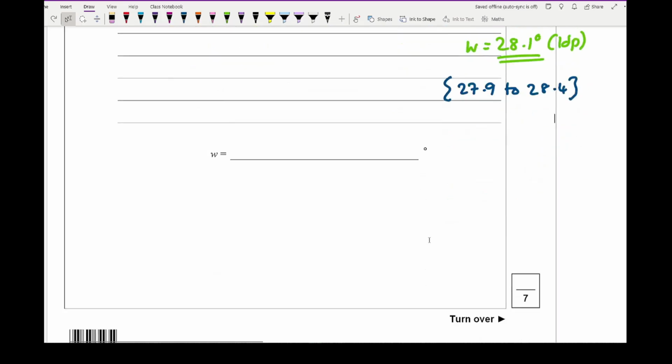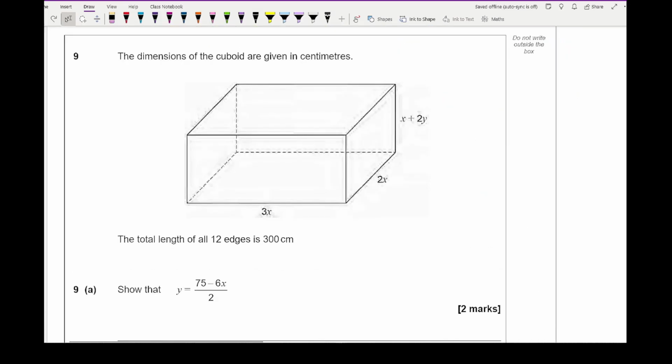So looking at question 9, it says the dimensions of a cuboid are given in centimetres. The total length of all 12 edges is 300 centimetres, and for part A it says show that y equals 75 minus 6x. Now for this particular question, what we need to know is that we're going to end up with 4 of each of those edges.